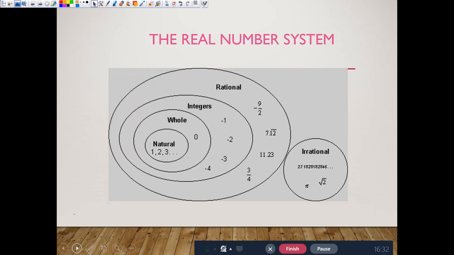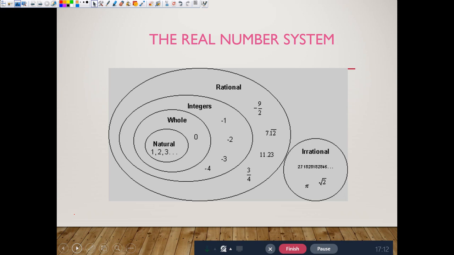Okay, so the real number system. All of these numbers, both rational and irrational, are real numbers, okay? So rational numbers include everything that's inside here. So integers are rational, whole numbers are rational, and natural numbers are rational numbers. Rational numbers are numbers that can be put as a ratio or a fraction. They are numbers that end. They don't keep going on forever. Or if they do go on forever, they repeat.